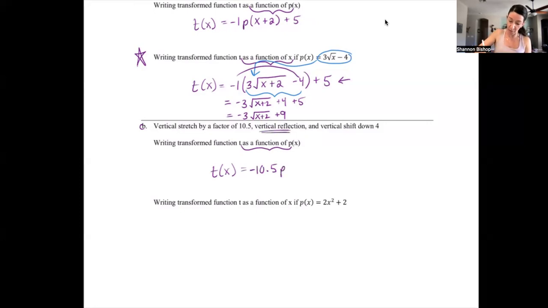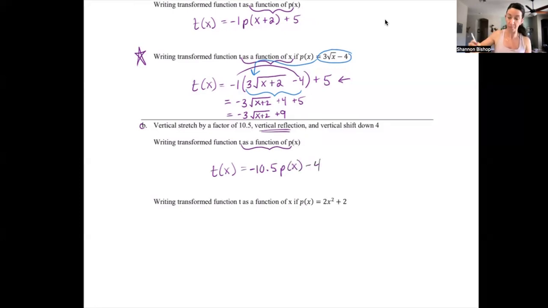That's going to happen to the outputs of P. What else is going to happen to the outputs of P? Oh, a vertical shift down 4. Down 4. There you go. Done. I've stretched it by a factor of 10.5. I've made the multiplier negative so that it reflects. And I have a -4 on the outside of the notation because the outputs are going to go down 4. And that's it for that one.